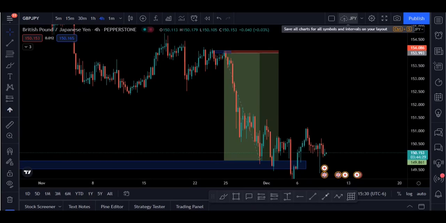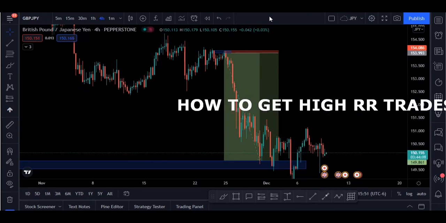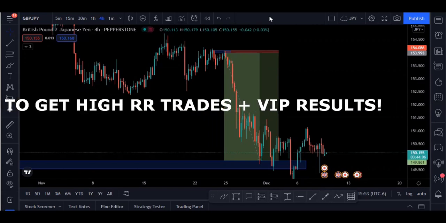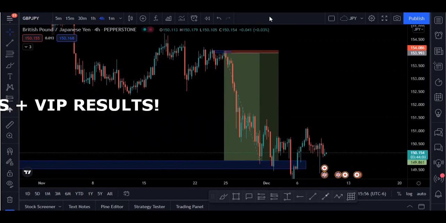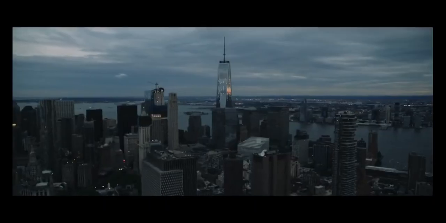So you want to take trades like this, high probability setups with monster risk rewards. I'm going to show you in this video how you can also do it. And we're going to go over the VIP trades sent in the last month.